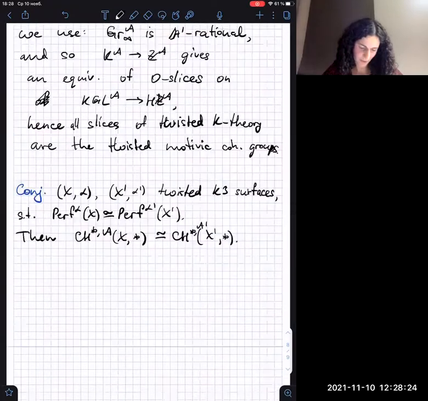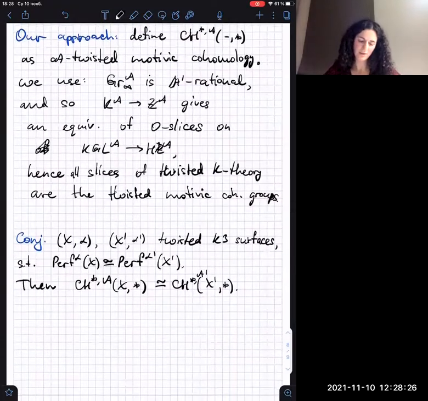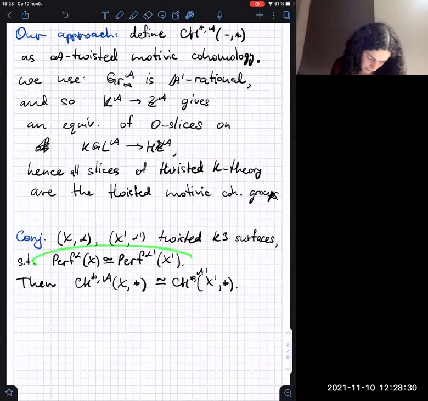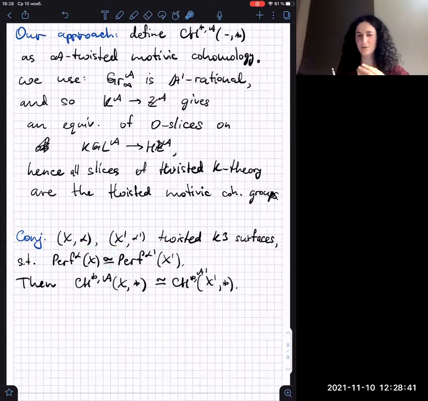proving something like that would require us to understand better this twisted motivic spectral sequence, because this derived equivalence, of course, leads to an equivalence of their twisted K theories, but this equivalence does not necessarily respect the filtrations. So a priori it does not imply that the filtration pieces are the same. And this is an interesting question, whether the filtration pieces are the same.